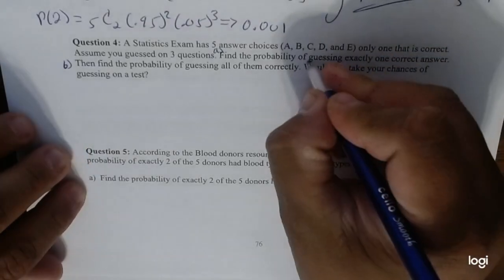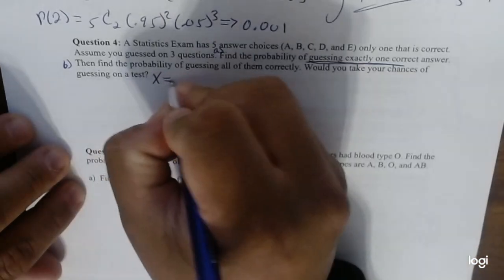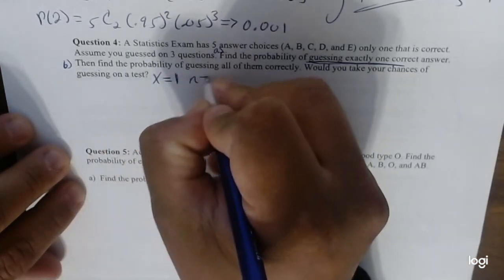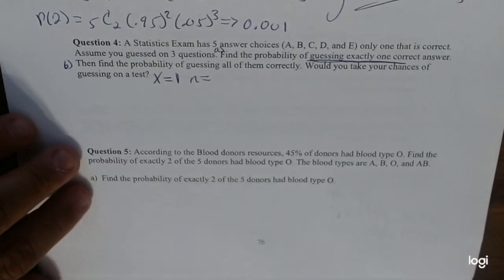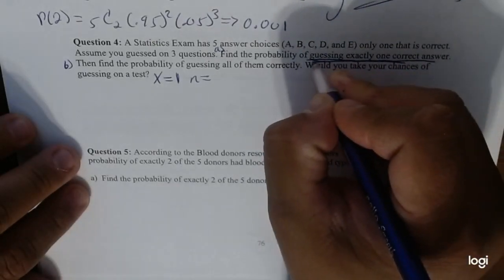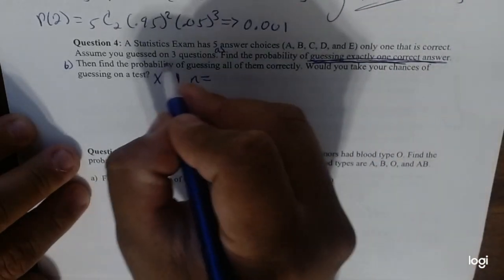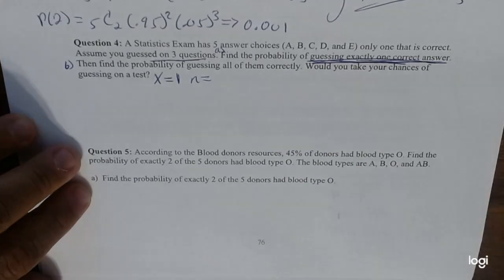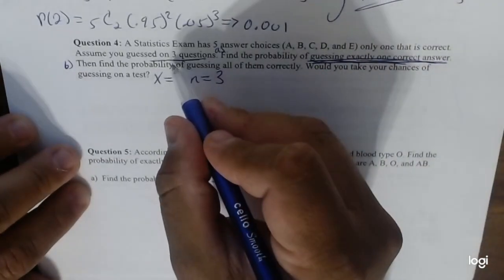All right, exactly one correct answer. Here's the question now. So x is 1, because we want exactly 1. But what is our n in this question? Now remember, a lot of you guys might say 5, but what are we guessing on? We're guessing on correct answers, right? So the questions. So I want one question correct out of how many? 3 questions. So n is actually 3.